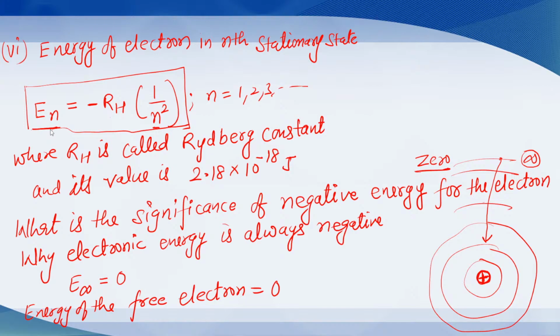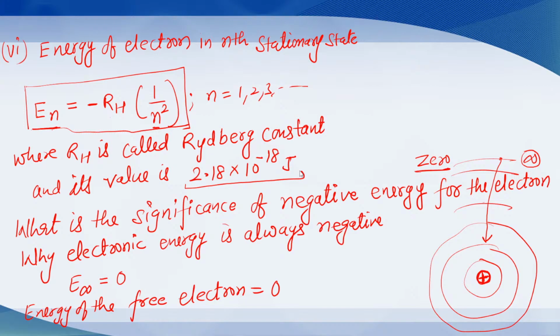R H is the Rydberg constant, and in terms of energy, its value is minus 2.18 into 10 raised to power minus 18 joule, and 1 upon n square. That's it. And if species other than hydrogen is there, then we put a Z square above it.